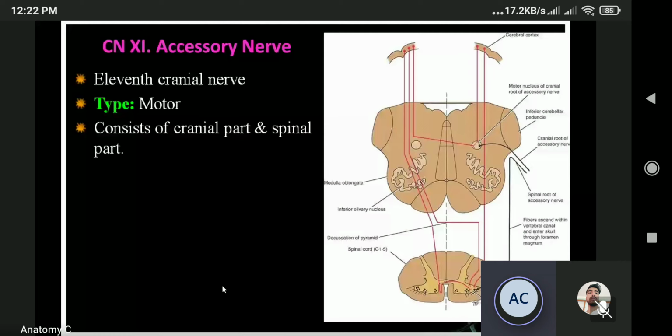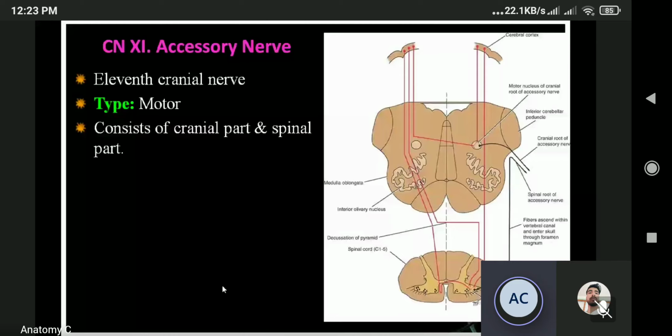Okay. Now next one, the 11th cranial nerve is the accessory nerve. Now why is the name given as accessory? It has been said that the accessory nerve is the detached part of the vagus nerve. That's why we call this one an accessory to the vagus nerve. That's why the name is accessory nerve.